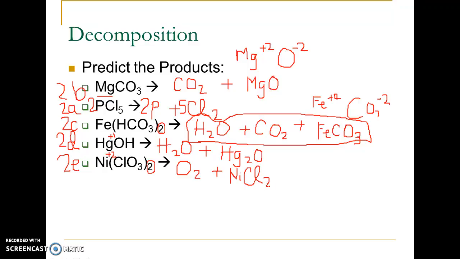And that is going to be my chemical equation and my products for decomposition reactions. You can go ahead and practice some of these on the worksheet that you have. Email me with any questions that you may come across as you're doing these decomposition reactions.